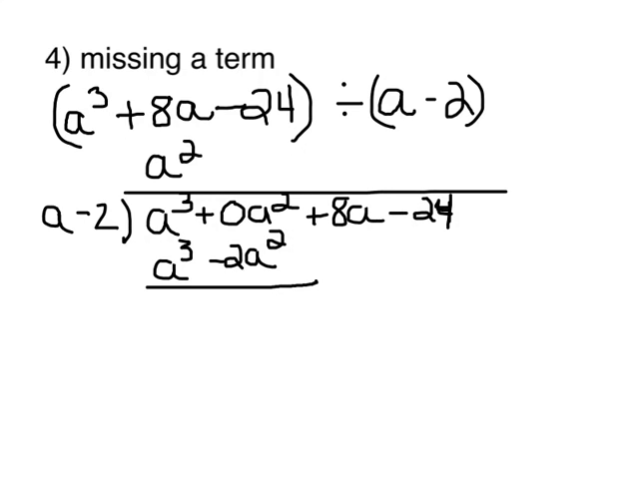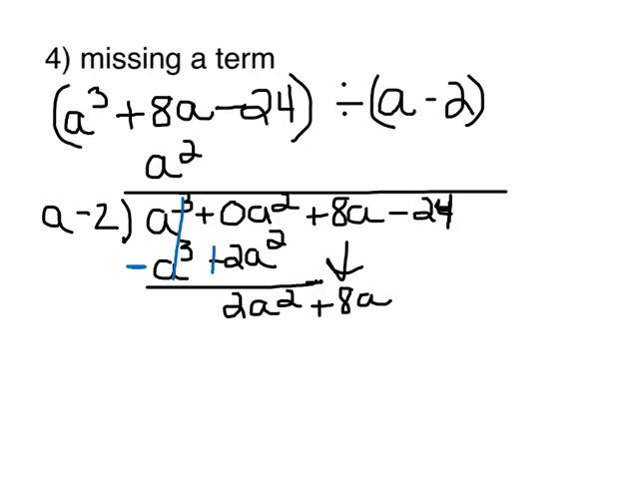Now we'll need to subtract our two binomials, but in order to do that, we will have to do the distributive property with our negative sign. So a negative times a to the third gives us a negative a to the third. A negative times 2a squared gives us a positive 2a to the second. Now we'll combine. Our a to the thirds cross off. We have 0a to the second plus 2a to the second. So we're going to get 2a to the second. And we'll bring down our plus 8a.